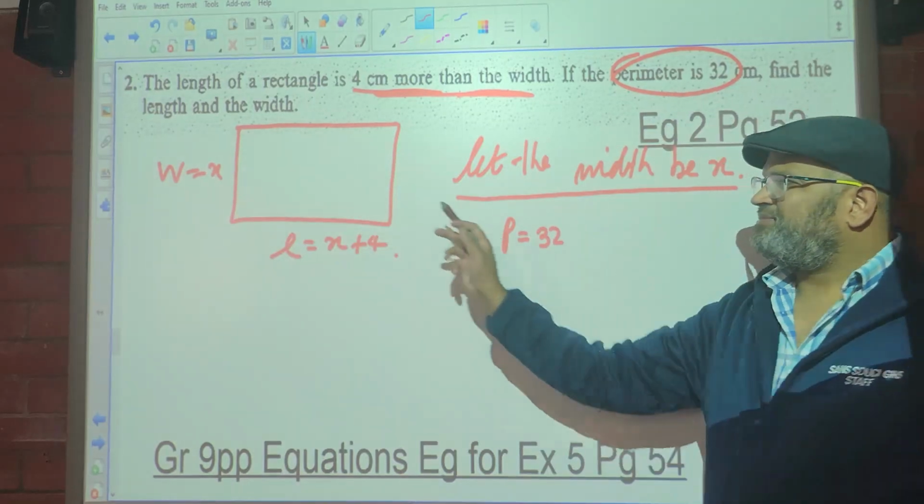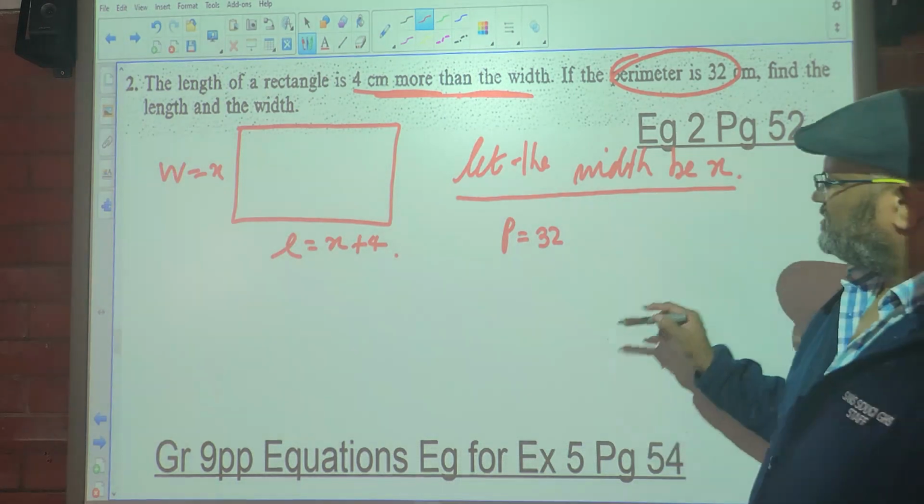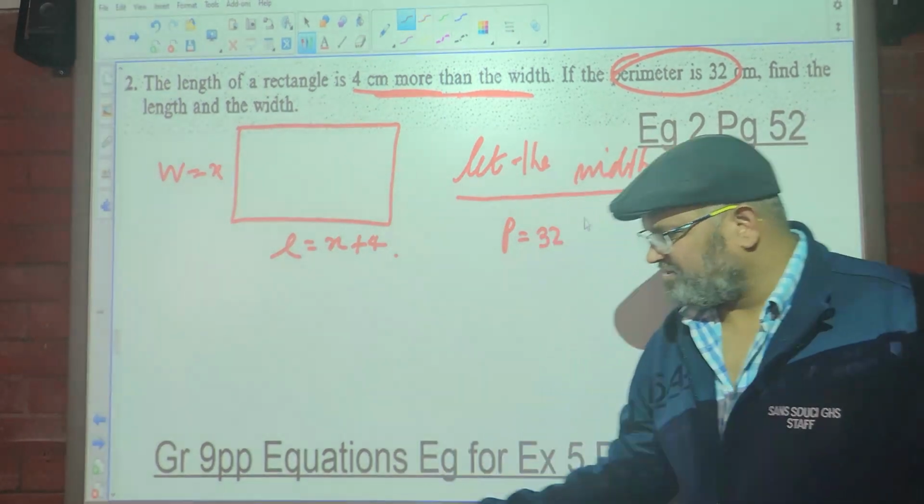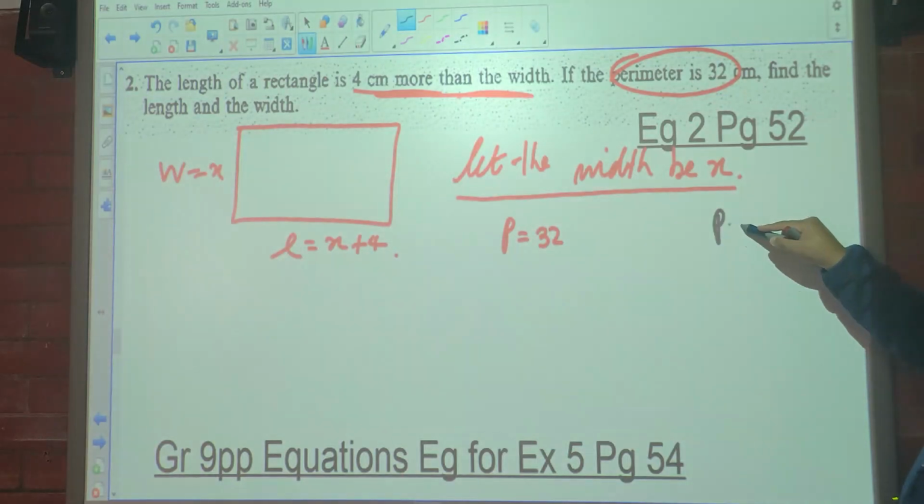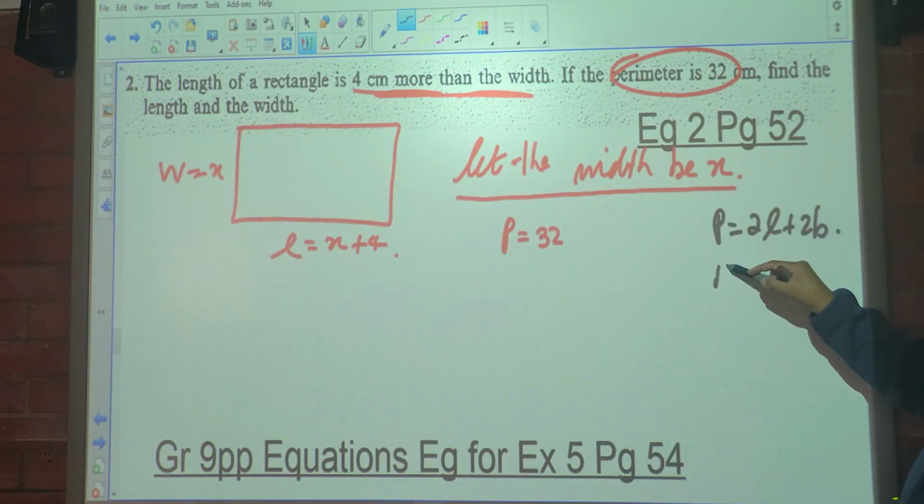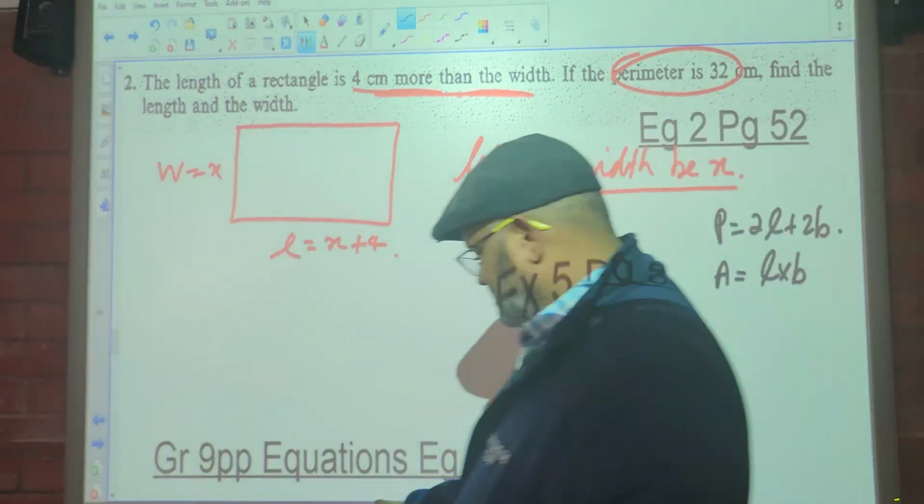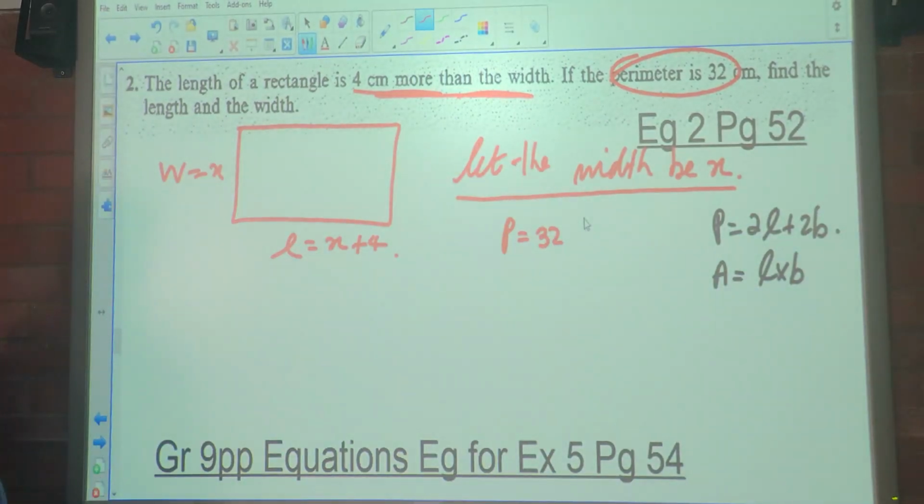How do you work out the perimeter of a rectangle? 2 length plus 2 breadth. So I'm going to write here the formula. This is what you should have known: 2 length plus 2 breadth. What's the area of a rectangle? Length times breadth. Half base times height is the area of a triangle.